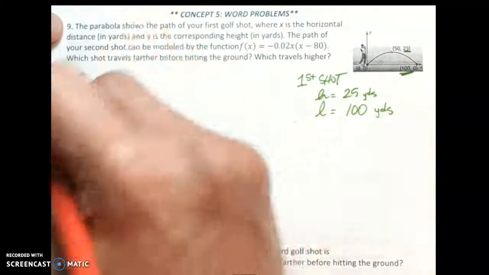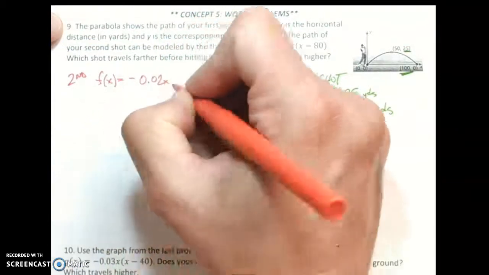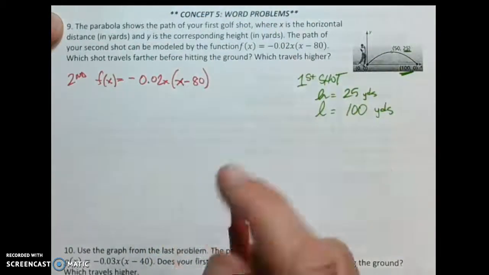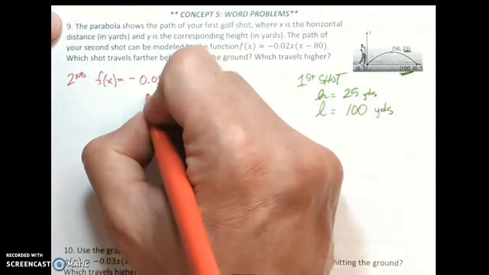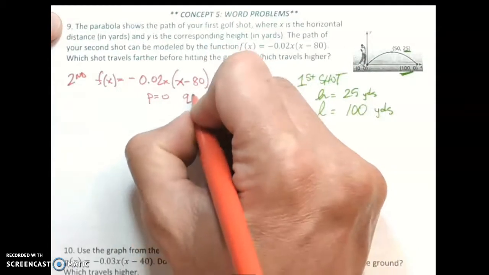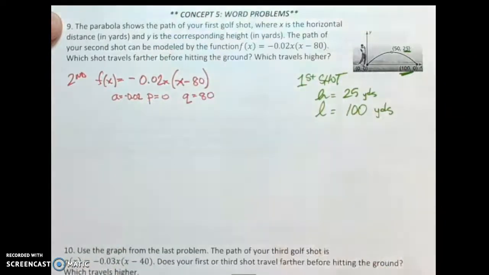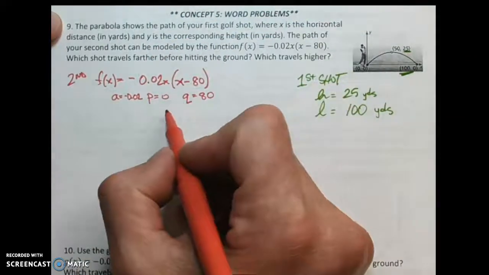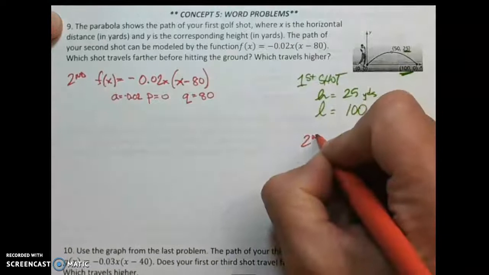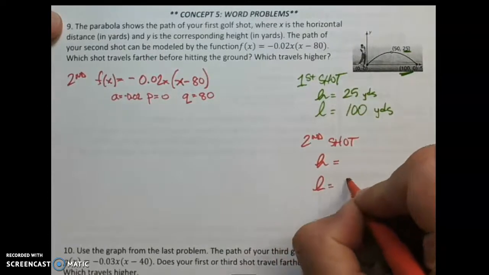Alright, so there's our second shot, comes from f of x equals the opposite of 0.02x times x minus 80. Alright, and what's my p? Well, actually p is 0 right there, because x minus 0 is just x. My q is 80. My a is negative 0.02. Okay, so the length of my second shot actually already is given to me. My height, I don't know. My length, 80 yards.